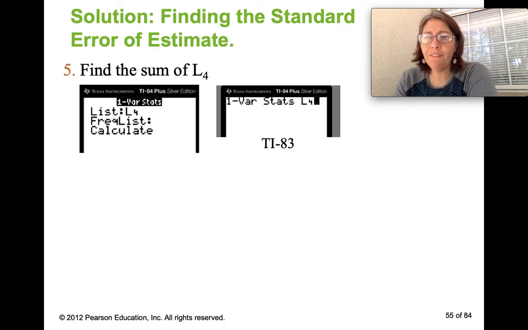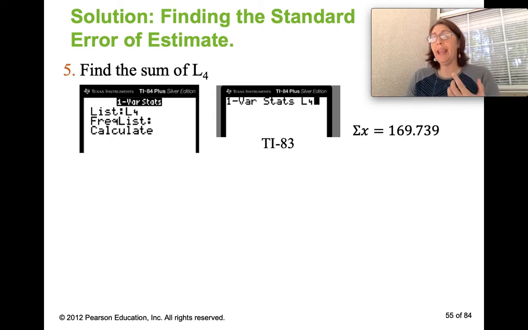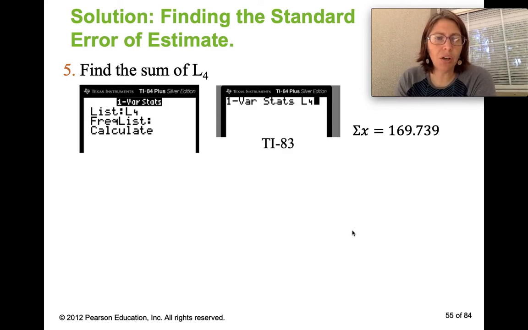Okay, so now we want to find the sum of L4, because our equation says it wants us to take the sum of our observed minus our predicted squared. So you're going to exit out of the list, and we're going to run a one variable stat on list 4. TI-84s, you have something that looks like this. Stat, calculate, number 1 variable stat, put in list 4 here.